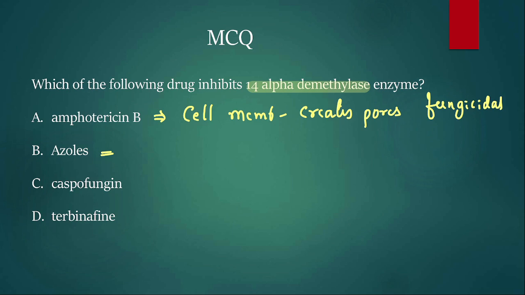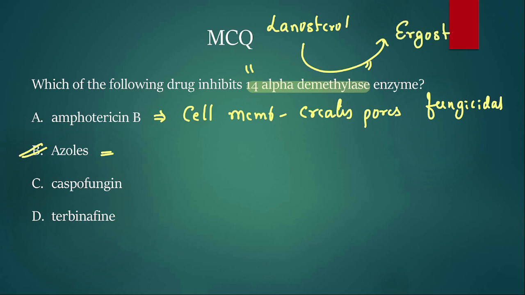Azoles are the ones which inhibit 14-alpha demethylase. So the answer is B, azole: fluconazole, luliconazole, ketoconazole. Then what is the role of 14-alpha demethylase? This will convert lanosterol into ergosterol. This ergosterol is required for making cell membrane. So if I inhibit this step, ergosterol is not formed, cell membrane is not formed.